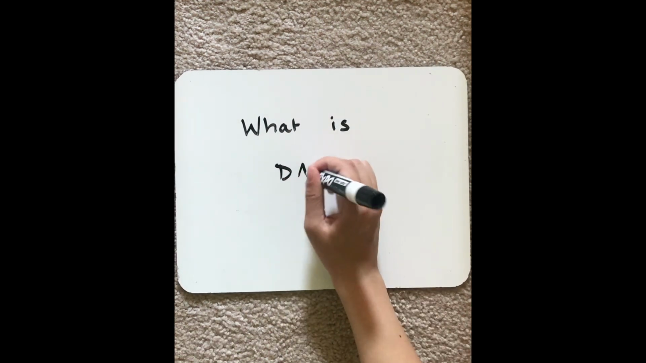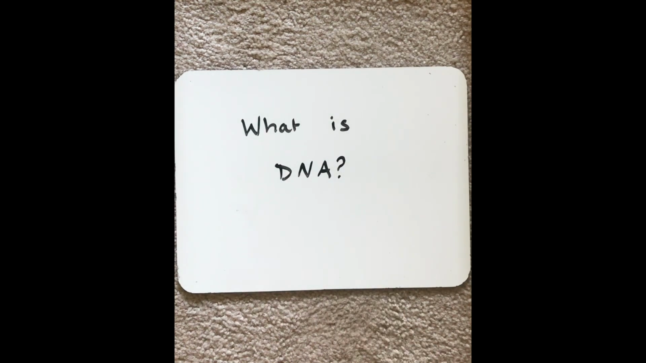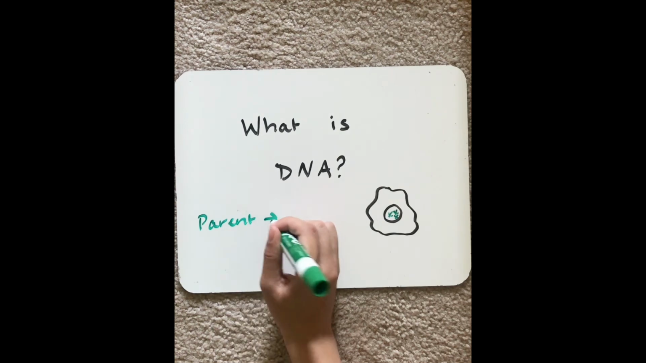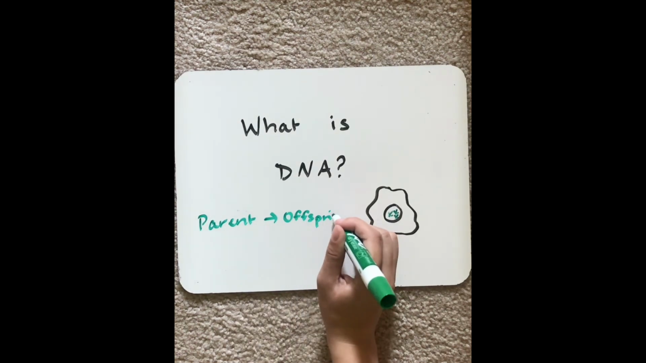DNA is hereditary material in humans and almost all other organisms. It's usually located in the nucleus of cells, but small amounts are found within the mitochondria, which is called mitochondrial DNA. DNA makes copies of itself, and it's passed down from parent to offspring.